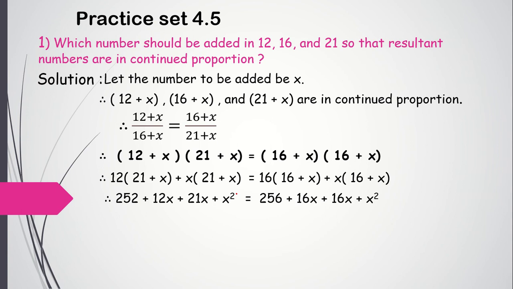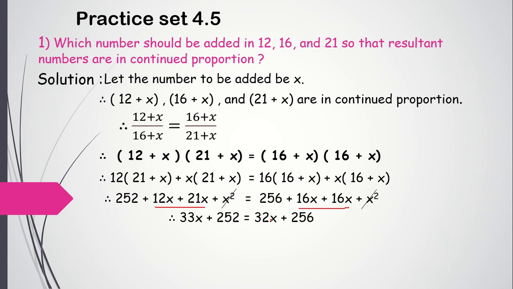Now we get this x square, they will get cancelled from both the sides. We can say subtracting x square on both sides and they will get cancelled. Now you will bring the like terms together. Before that, let us just add them. These are like terms. 16x plus 16x, 32x. And add these two. 21 plus 12, 33x. So we will add the like terms. X square will get cut. This becomes 33x plus 252 is equal to 32x plus 256.